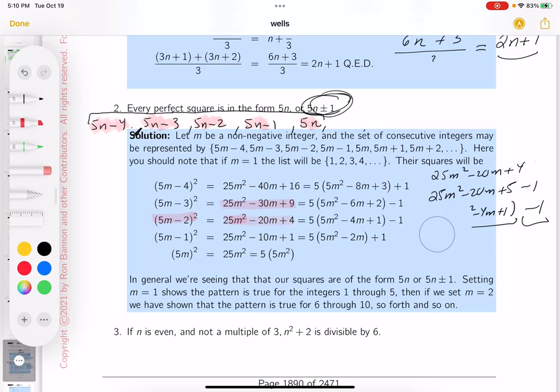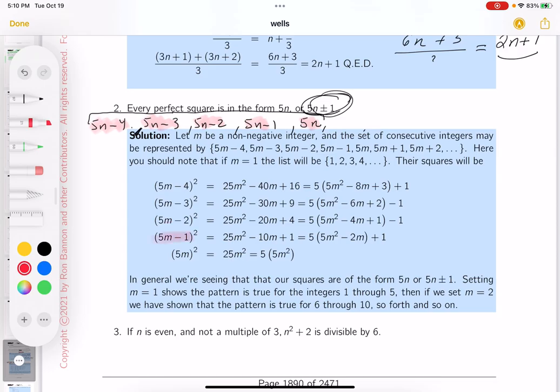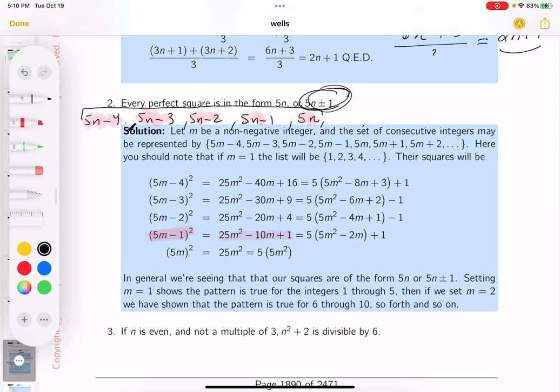Let me erase this business over here. I'm just walking through my work, making sure that that's what you do when you study as well. You're walking through someone's work if you need to. Let me do this one over here. And what does that give you? 25m squared minus 10m plus 1. And this is of the exact form I want. What do I mean by that? It's 5 times (5m squared minus 2m) plus 1. What are we showing? It's 5 times some integer plus or minus 1. This is done. What's the last one to do over here?